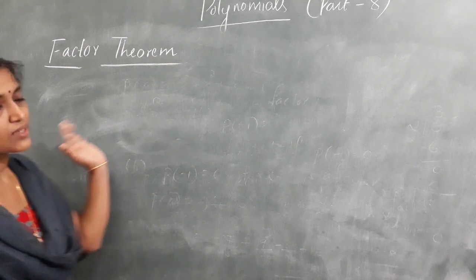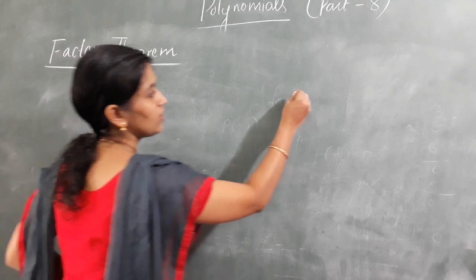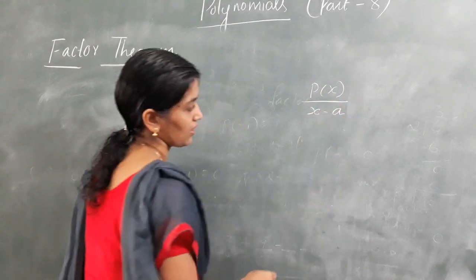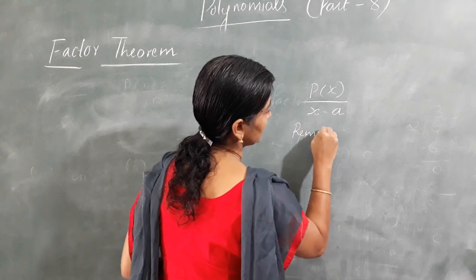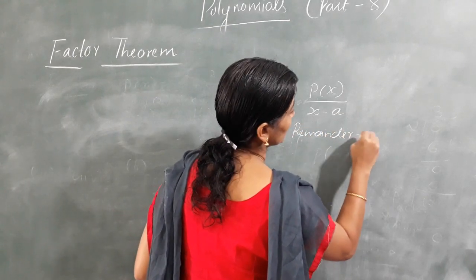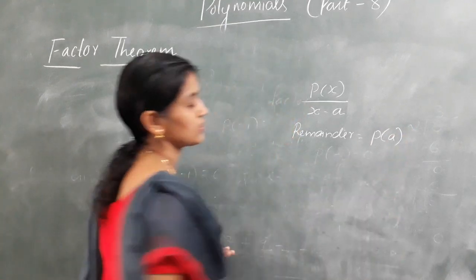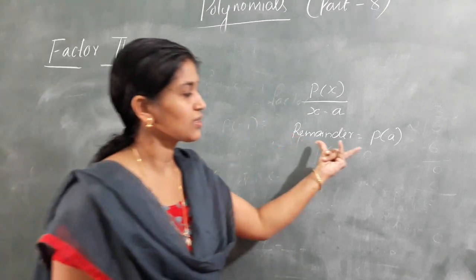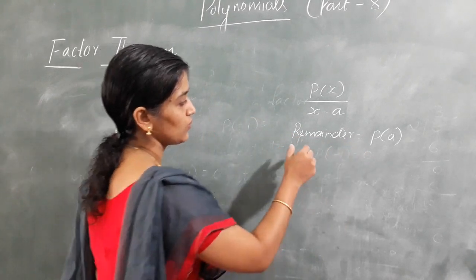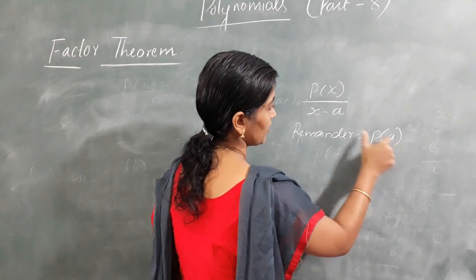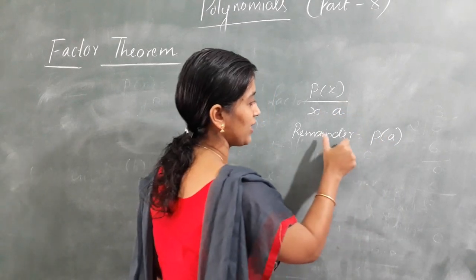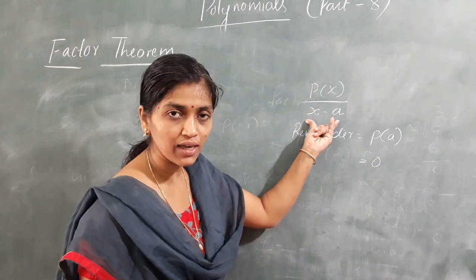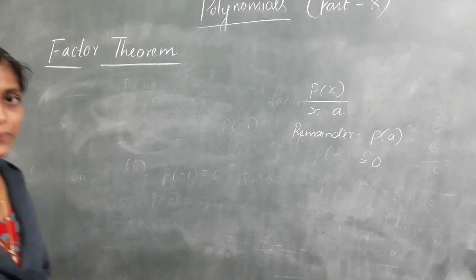So, we have seen what is remainder theorem. When p of x is divided by a linear polynomial x minus a, remainder is equal to p of a. That is remainder theorem. Factor theorem is the extension of this remainder theorem. We know when remainder is p of a, that is by remainder theorem, when remainder p of a equal to 0, you can say x minus a is a factor. That is factor theorem. Clear?